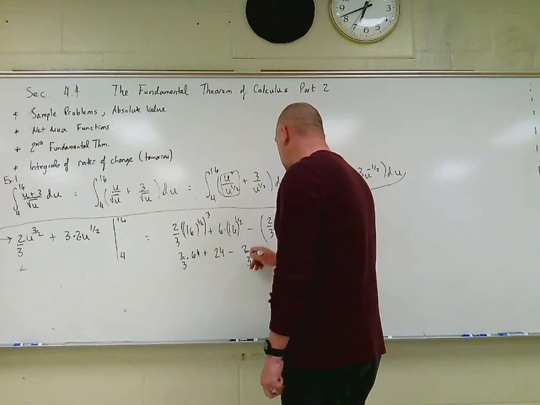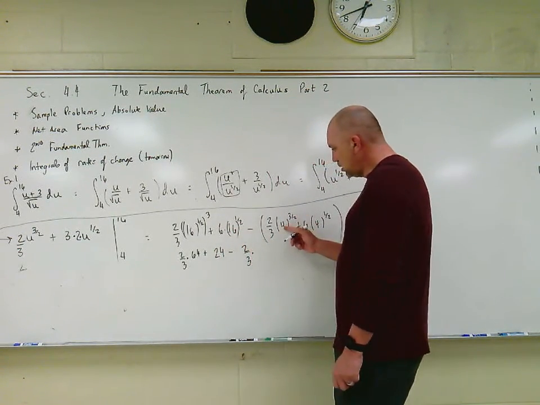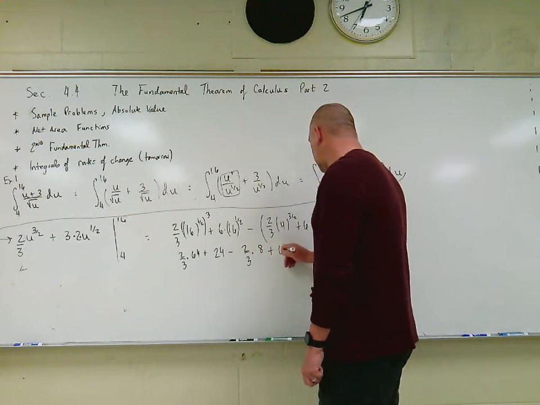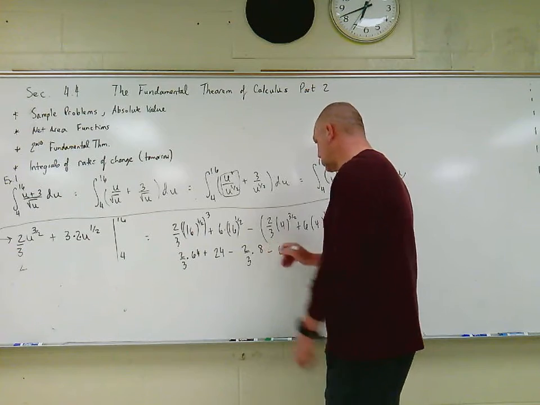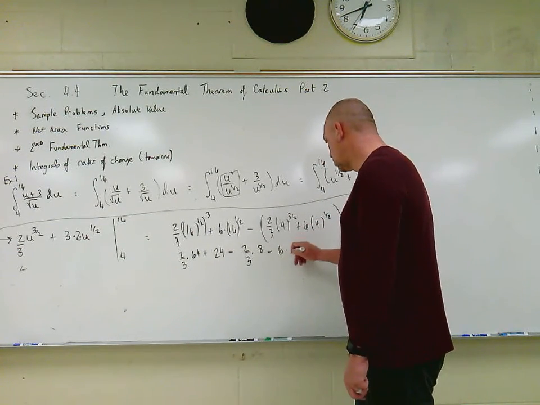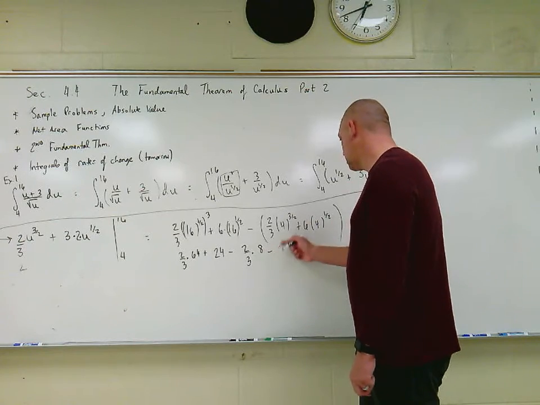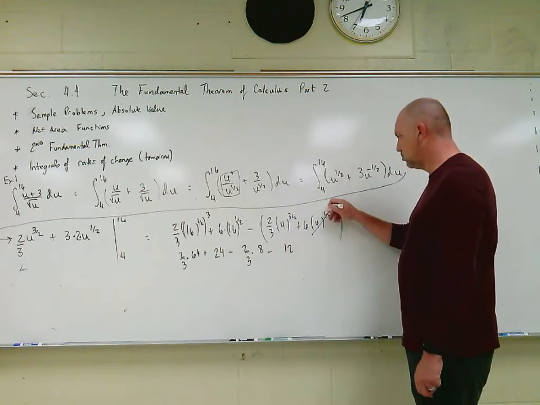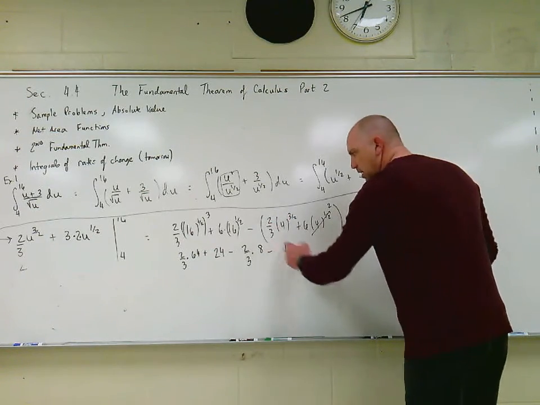Minus 2/3 times square root of 4 is 2. 2 cubed is 8. Plus 6 times, or sorry, minus, because this minus has to go to both. Square root of 4 is 2. 6 times 2 is 12. But it's a minus because I have that minus there.